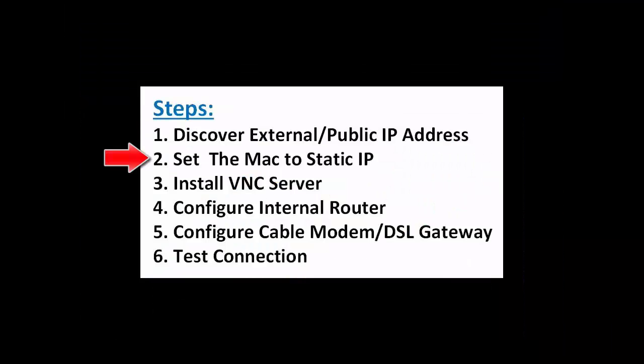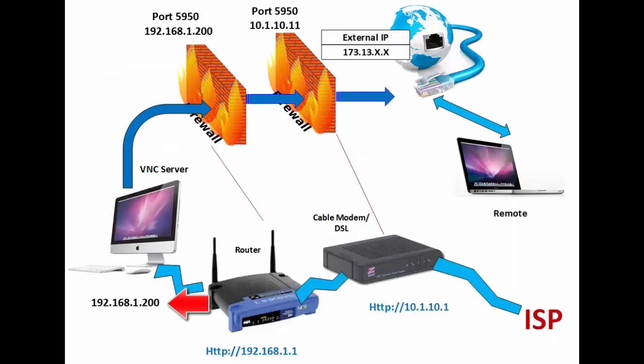Okay, so step two, we're gonna set up a static IP address on your Mac. I mean, the Mac that you're gonna be setting up the VNC server on. Why do we want to set up the static IP? Because if it gets changed, you won't be able to connect. So the Mac is the one where we're going to be installing the VNC server.